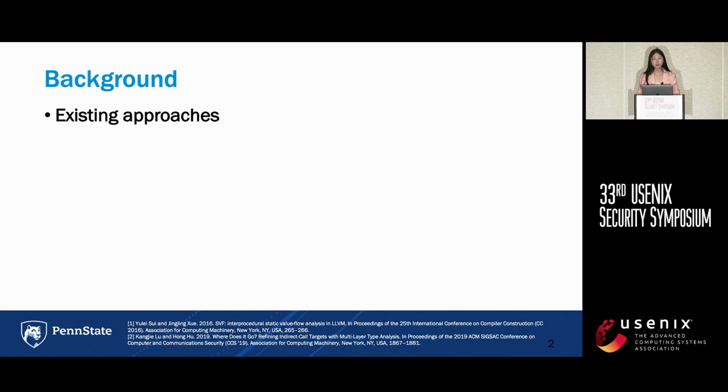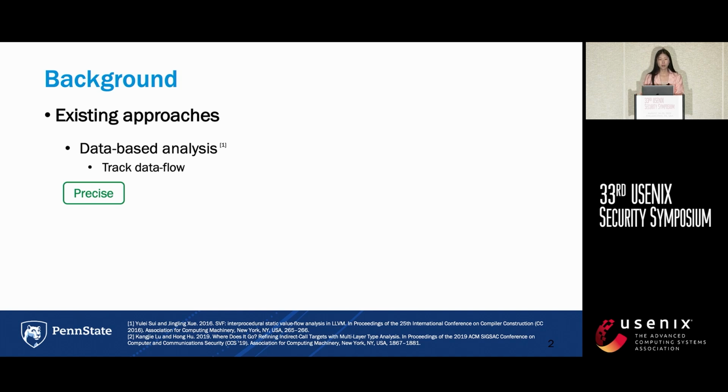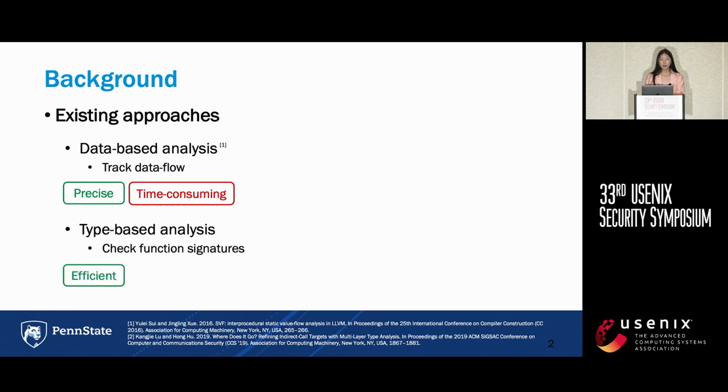There are many existing approaches to indirect call target identification. Data flow analysis tracks data flow to precisely determine where a function pointer points to. But it is time-consuming. For example, using SVF to analyze the Linux kernel could cost several hours to days. Type-based analysis is more efficient. It checks function signatures to find matched functions for indirect calls. But it can have a high false positive rate, especially for large programs where many functions share the same function signature.